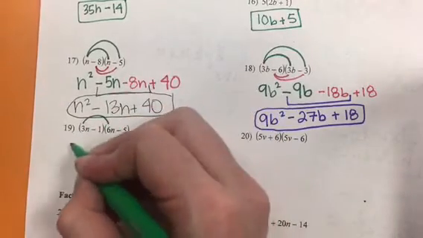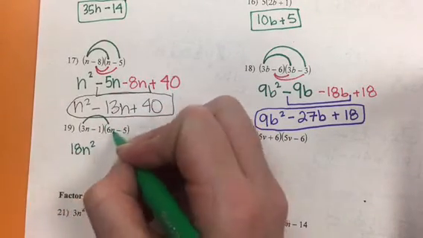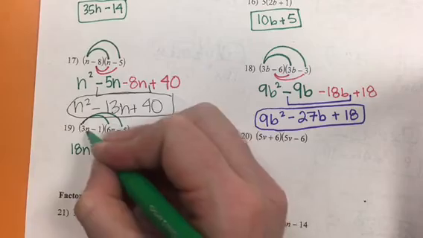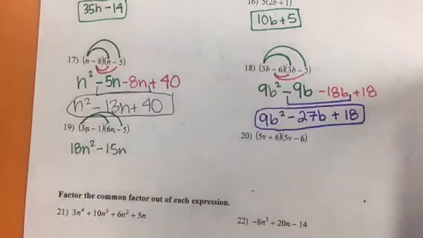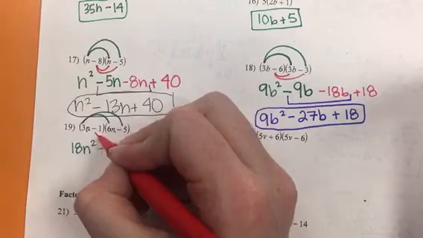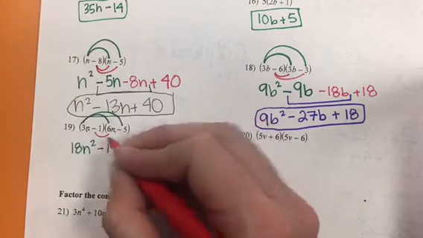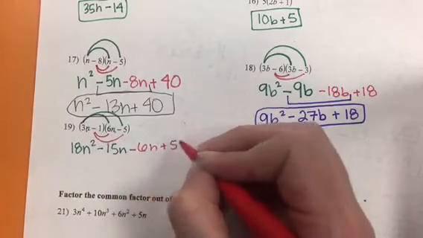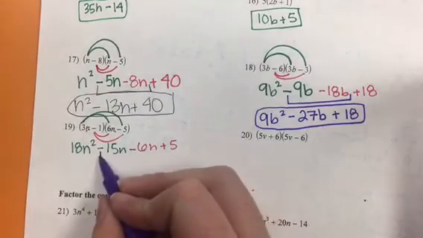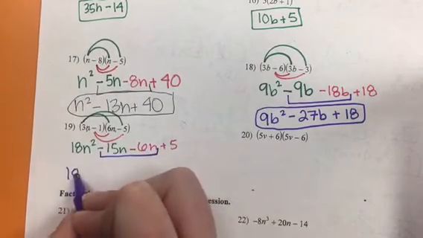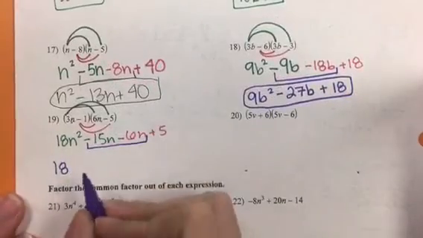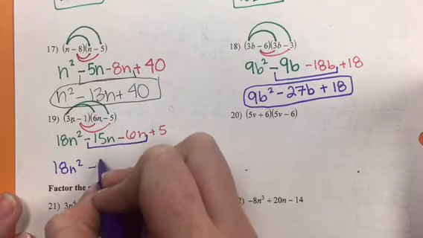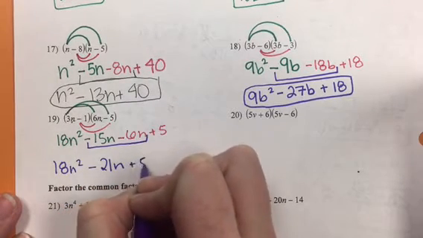3 times 6 is 18 and squared because there are 2 of them. 3 times a negative 5 is negative 15 with 1 n. Negative times a positive is negative 6 with 1 n. Negative times negative is positive 5. Combine like terms. Alright, so we have 18n squared minus 15 and 6 make a negative 21n plus 5.